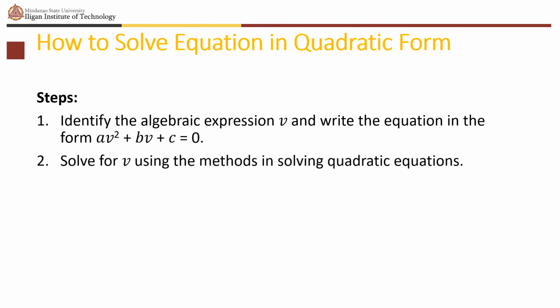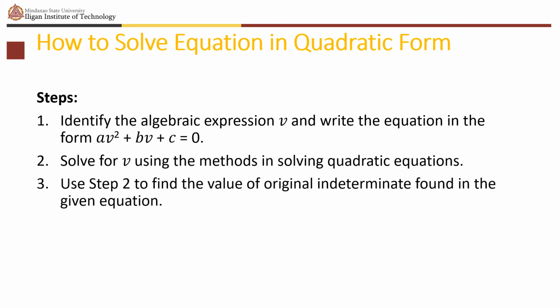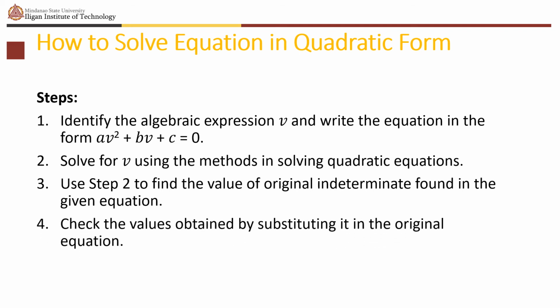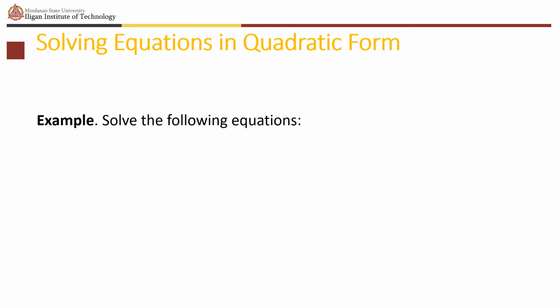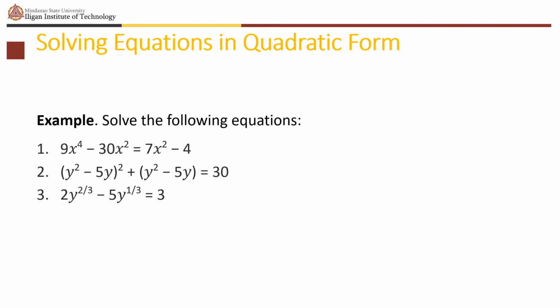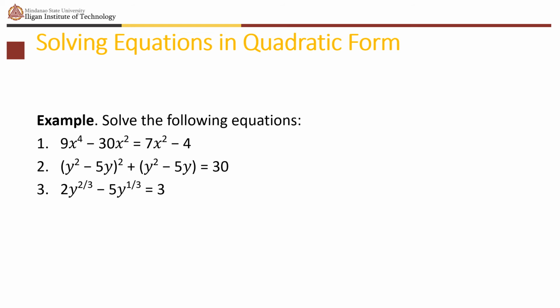Use step 2 to find the value of the original indeterminate found in the given equation, and then check the values obtained by substituting them in the original equation. So these are the steps in solving equations in quadratic form. Let's take some examples. First example would be to solve 9x to the fourth minus 30x squared equals 7x squared minus 4.